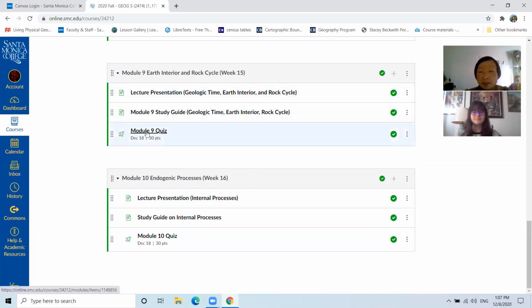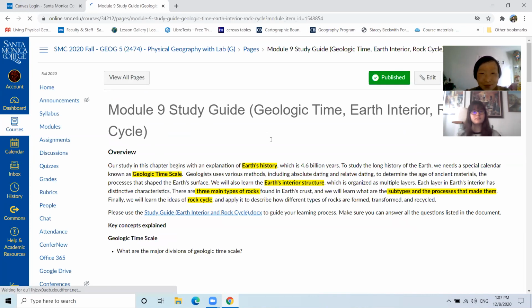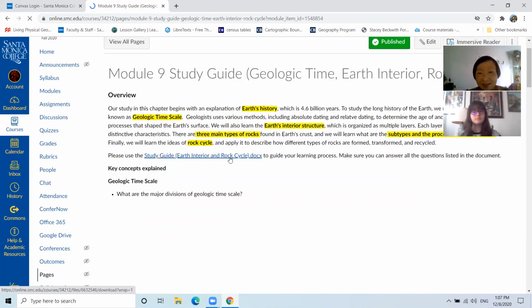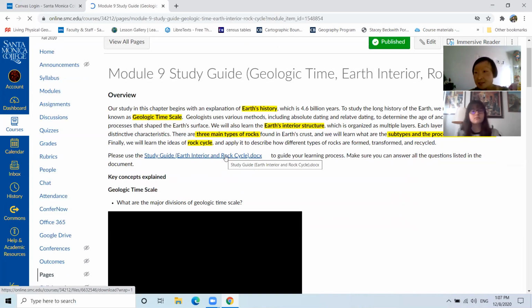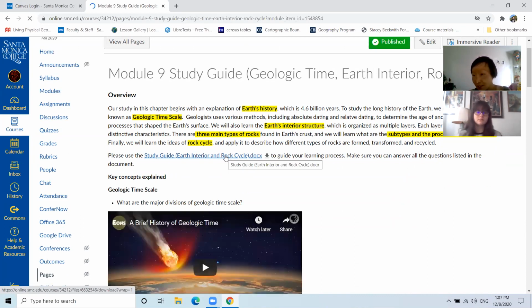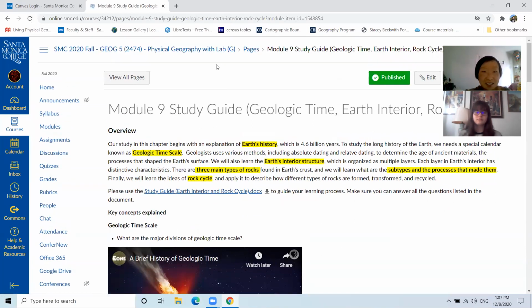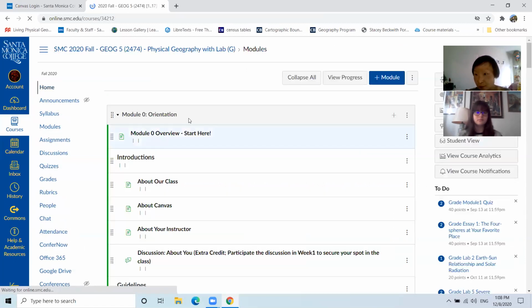In order to prepare for those quizzes, go to your study guide. You have 2 study guides. Number one is for this module, and the next one for the next module. As long as you feel comfortable and confident about all the questions I posted there, you're good. You're ready for the quiz. So that is the assignment, only 2 assignments for those 2 modules.